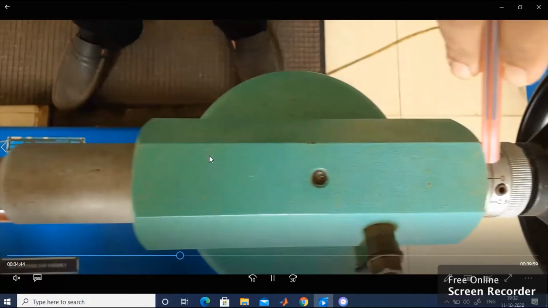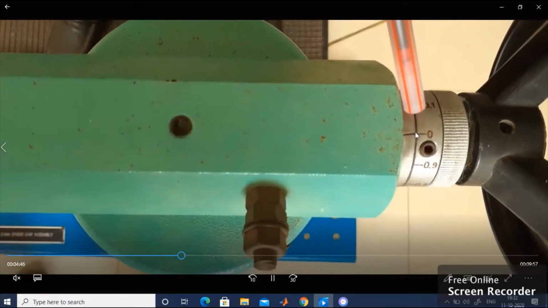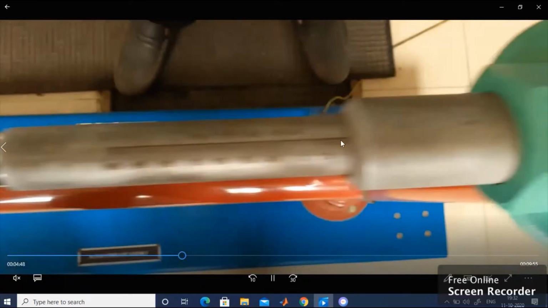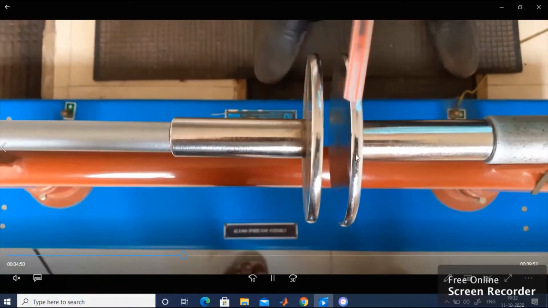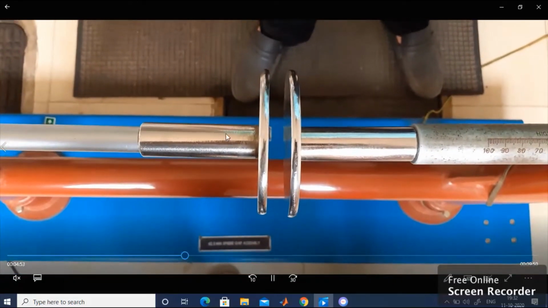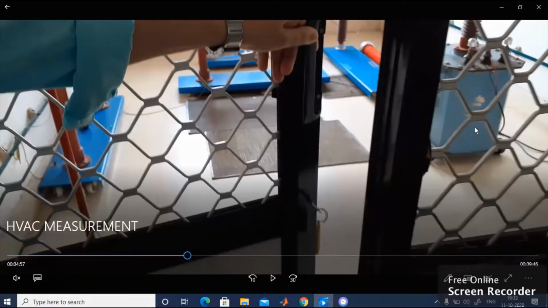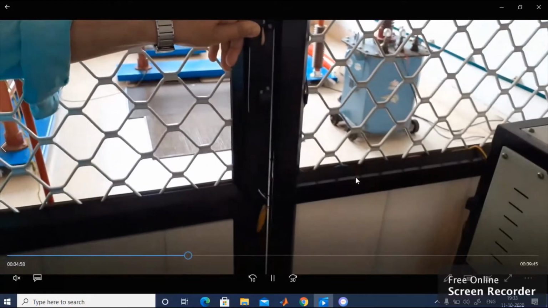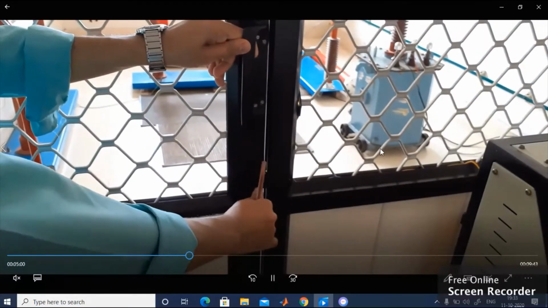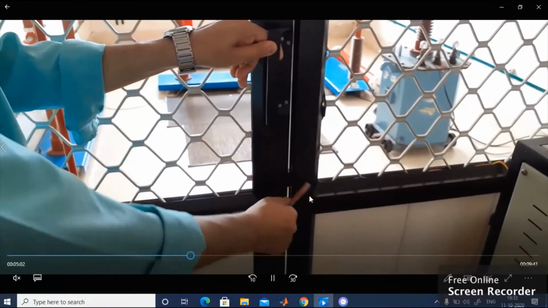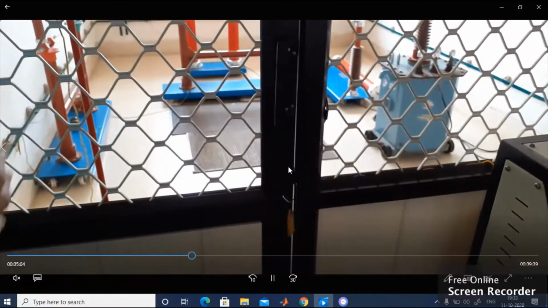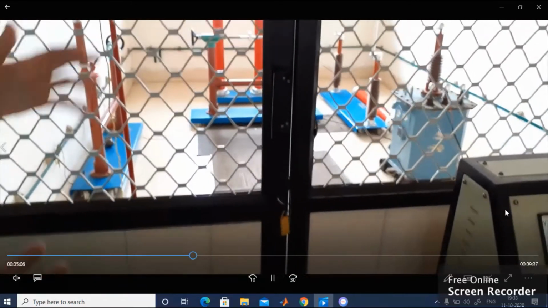So you can directly observe how I performed this particular setting. The gap between the two electrodes is equal to 10 mm. Once you have maintained the gap between the two plane to plane combination equal to 10 mm, let us come out of the room. Now you have to close the door and the locking also should be done. Then only you can apply high voltage AC.